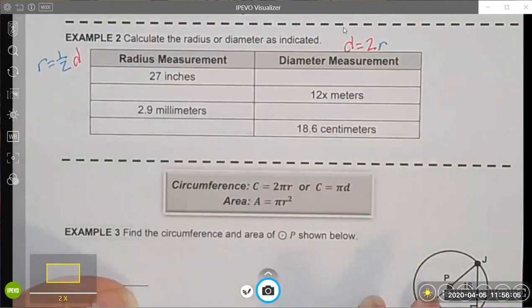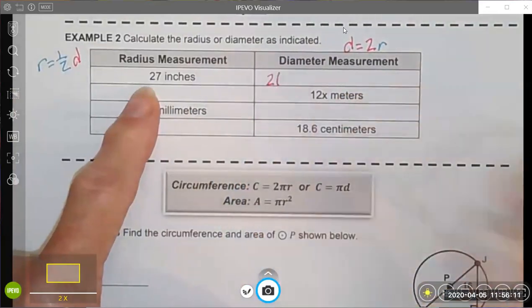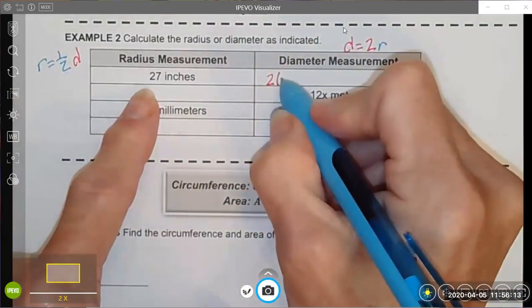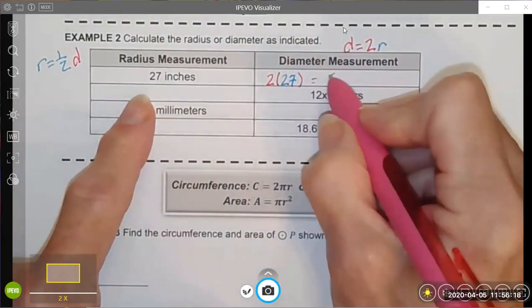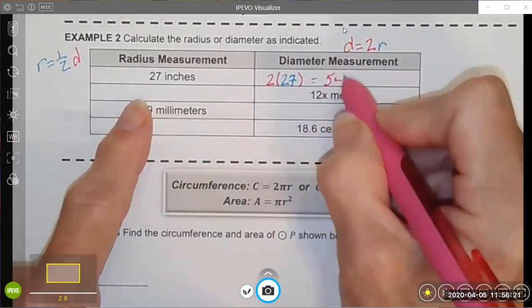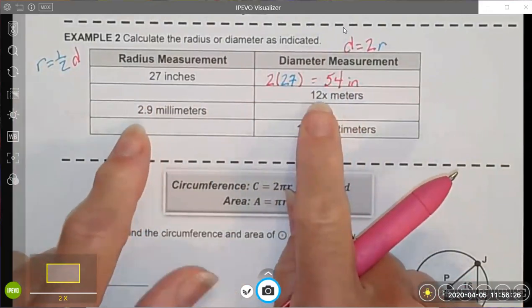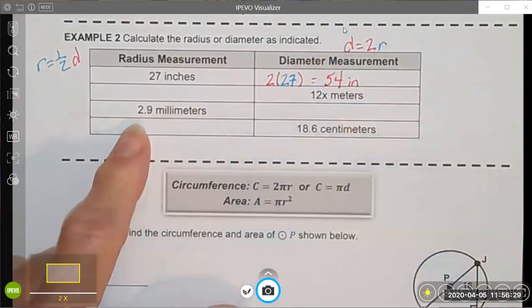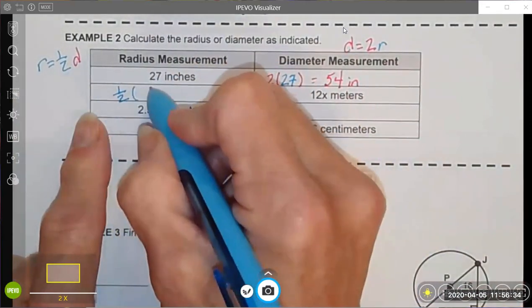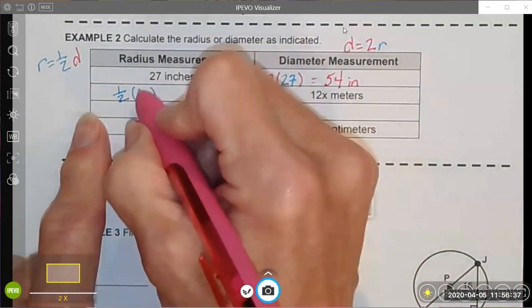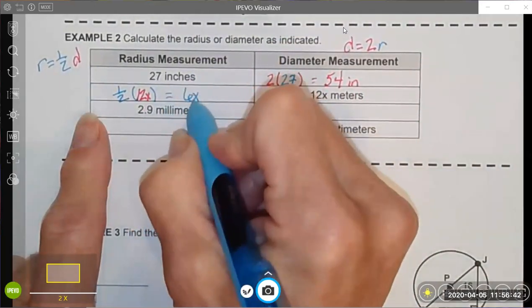Using these 2 conversions, we can go from a radius of 27 to get our diameter, giving us a diameter of 54 inches. We can go backwards. If my diameter is 12x, then to find the radius, I'm going to take 1/2 of my diameter, in this case 12x, and that will give me a radius of 6x.